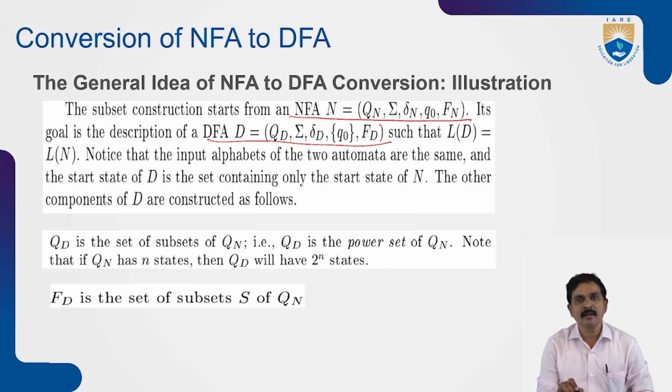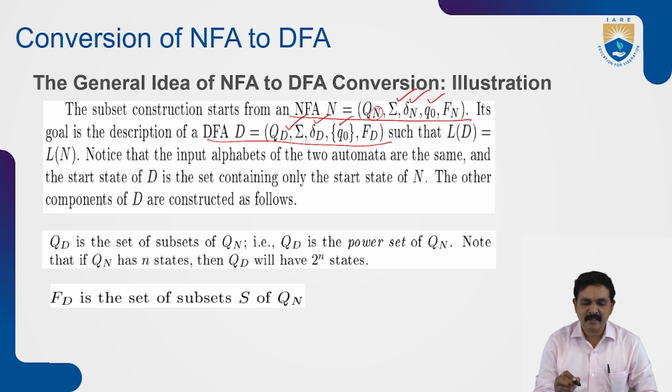Qn is nothing but the set of states of the particular NFA, which can be described by the capital N only. Sigma is common for both cases, NFA and DFA. Delta N is the transition function of the NFA, and Delta D is the transition function of the DFA.